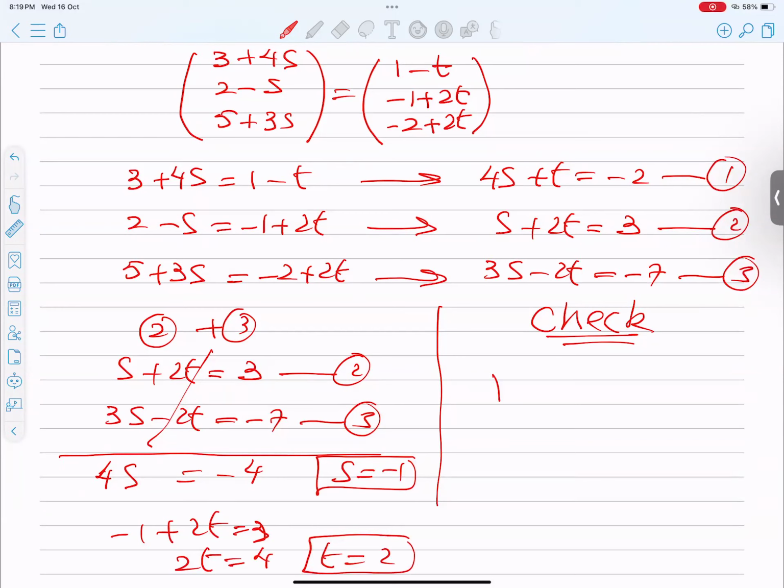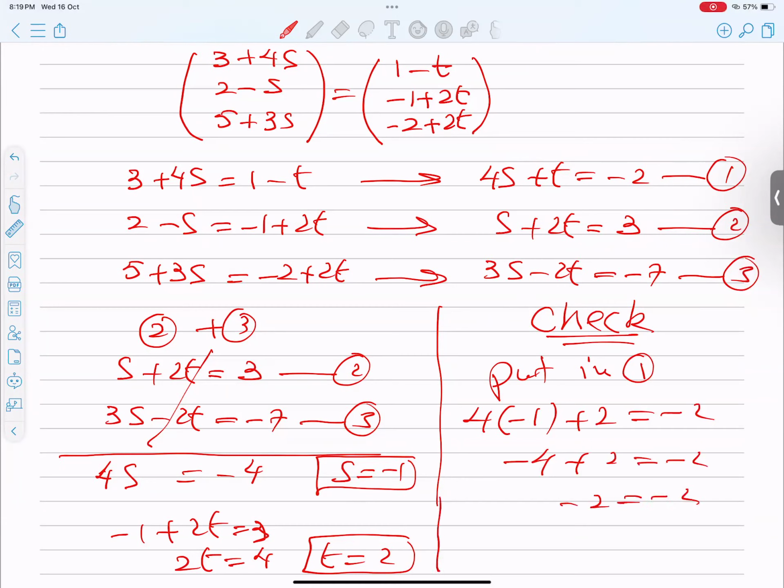Both values I will put in equation number 1. So 4 times 2s and t equals -2. -4 plus 2 equals -2. And they match. If they match, it is proved they intersect.